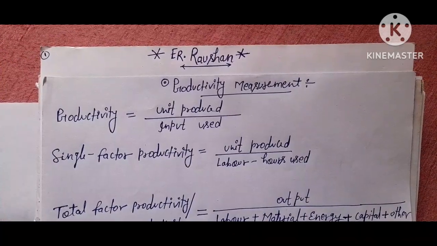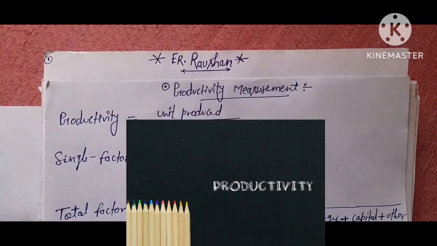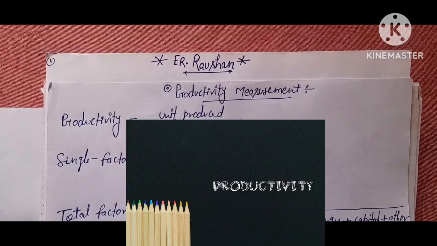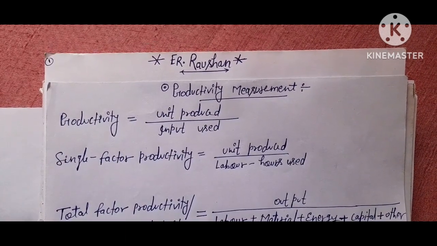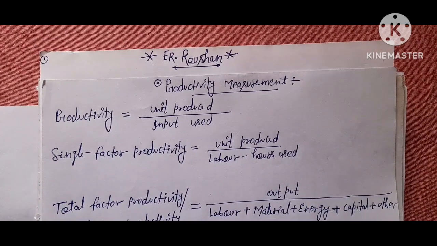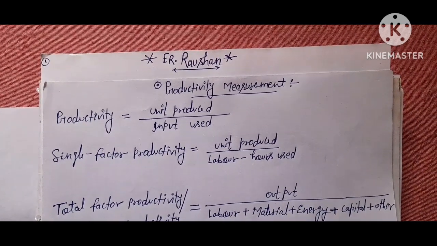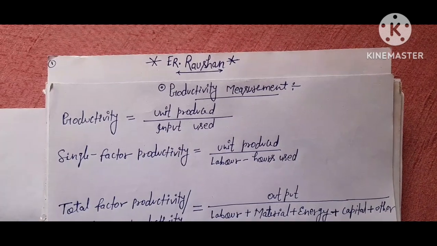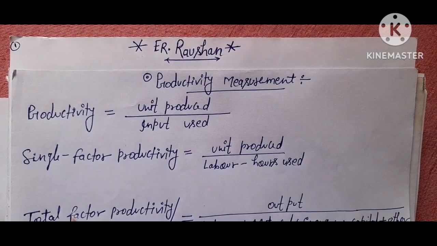Friends, today we are talking about productivity measurements. So here we are talking about two key indicators to measure the productivity in any industry or plant. The first one is single factor productivity and the second one is multi-factor productivity. So the formula is listed here.